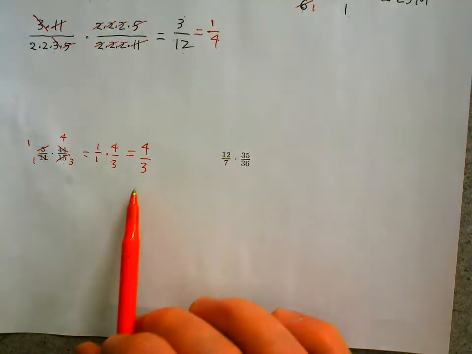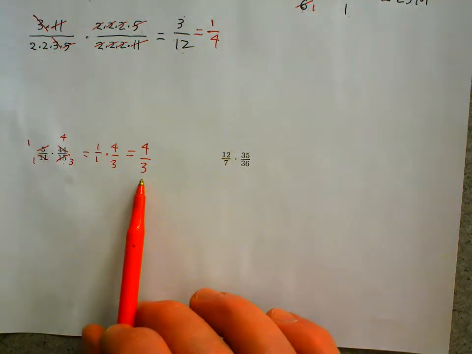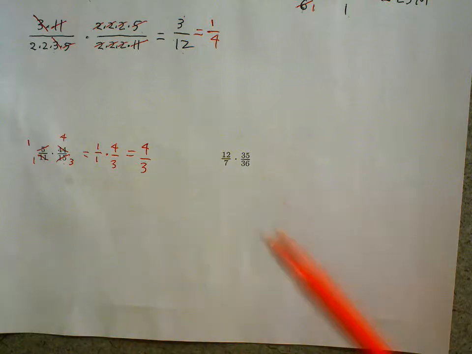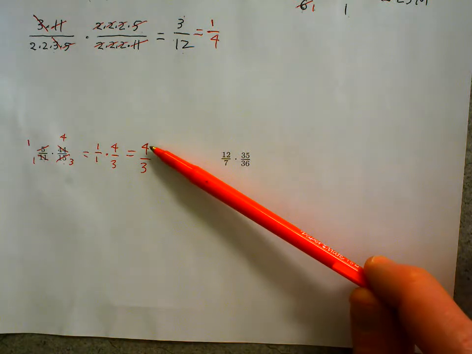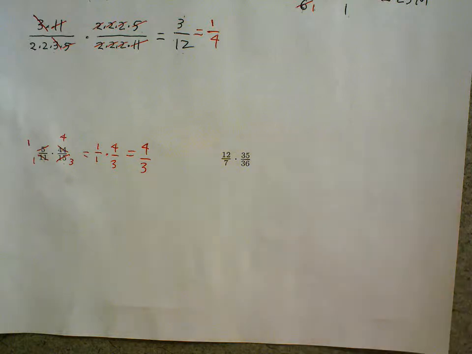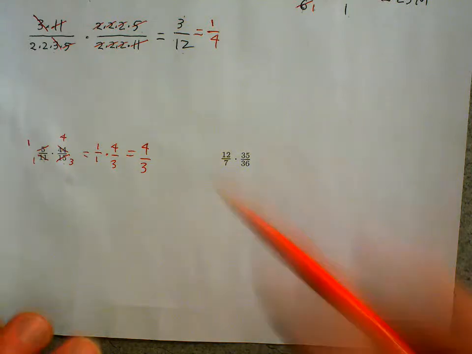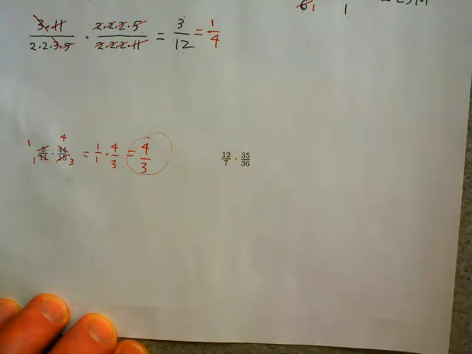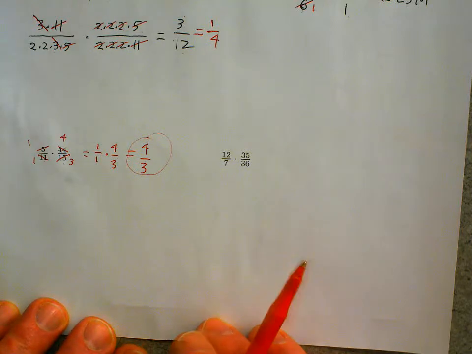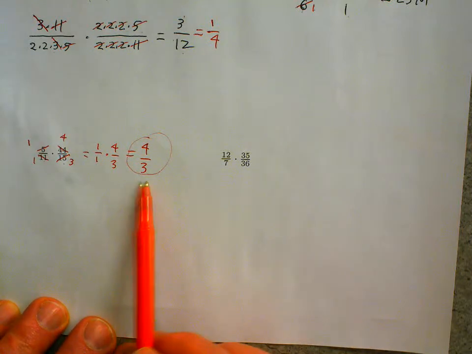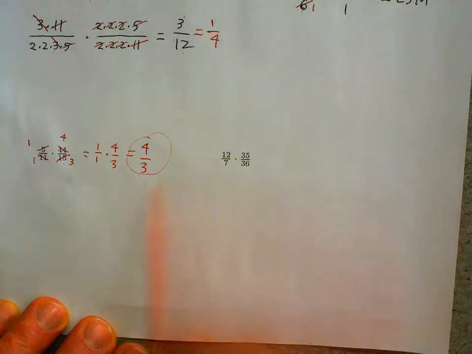4/3 is an example of an improper fraction because the numerator is bigger than the denominator. But that's a perfectly fine answer. Just leave it in that form, the improper fraction form.